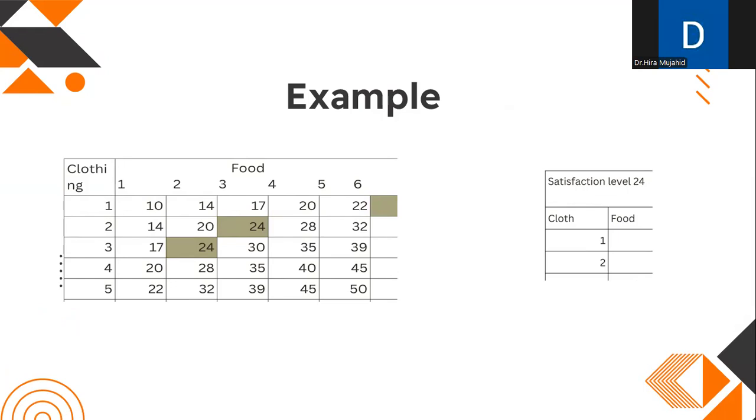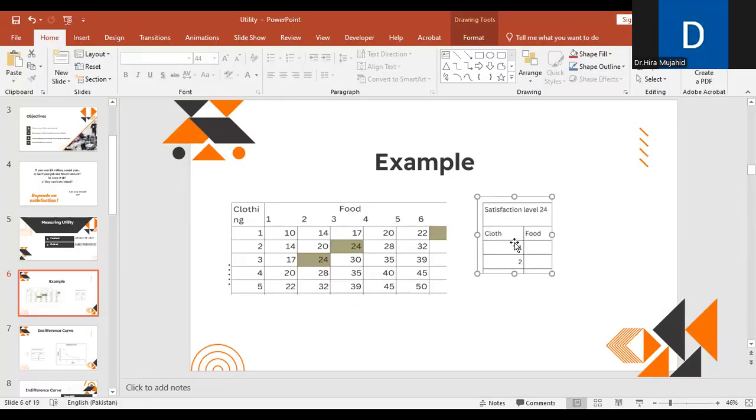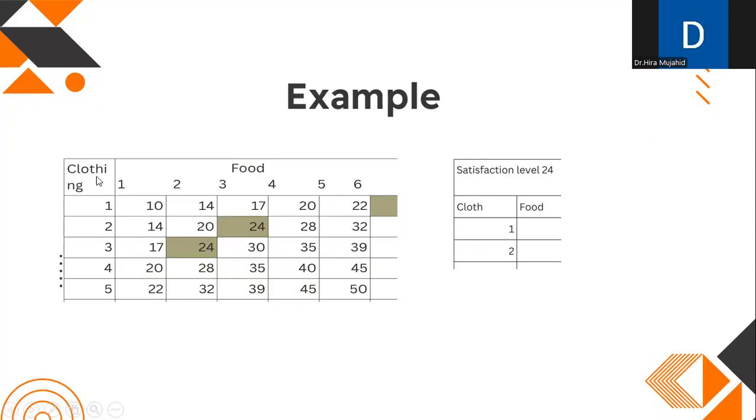Let's assume that we have this kind of chart. Here we have different numbers, right? On the vertical side you can see clothing, and 1, 2, 3 represents the number of clothing you will have. And on the food side, which is the horizontal X side, 1, 2, 3, 4 represent the units of food you have. The numbers in between, like 10, 20, 24, 25, are the satisfaction units. The different combinations give you different levels of satisfaction.